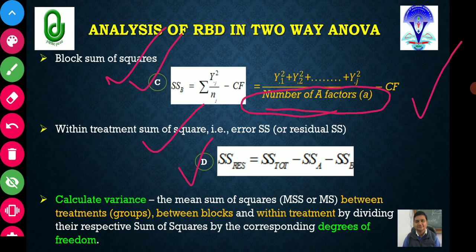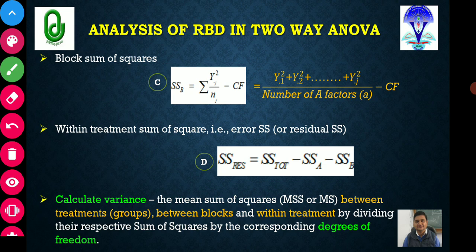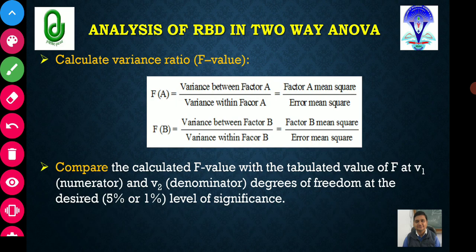Now you have to calculate the variance. We have already discussed in CRD that variance means mean sum of squares. How are we calculating the mean sum of squares? You have already calculated the sum of squares. You just divide it by the respective degree of freedom. So for the treatment sum of squares, you have to divide it by the degree of freedom of the treatment. Just see the ANOVA table, and then it will be very clear to you.